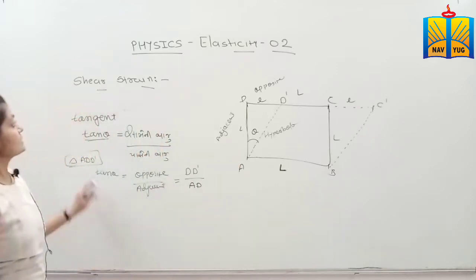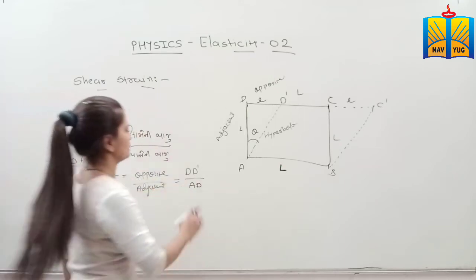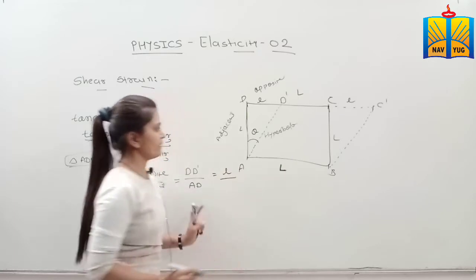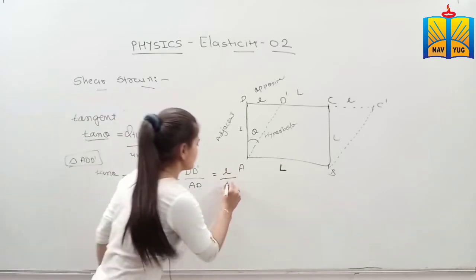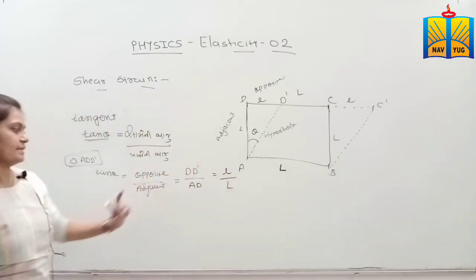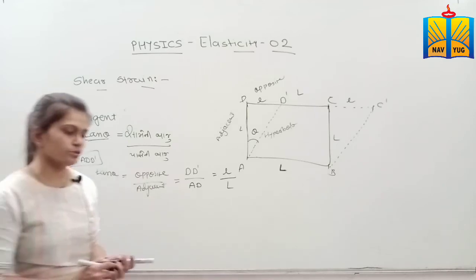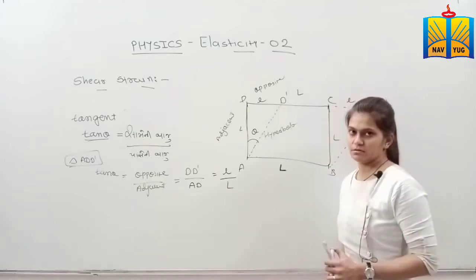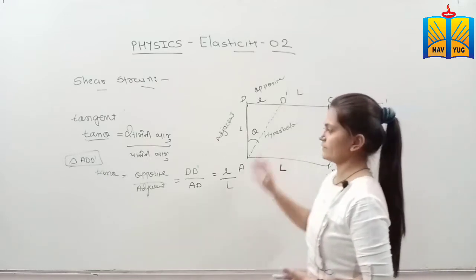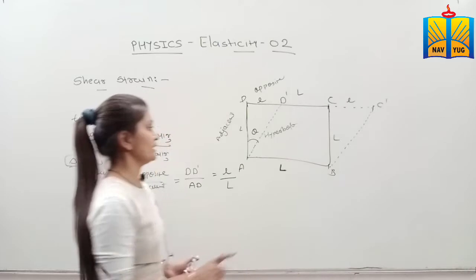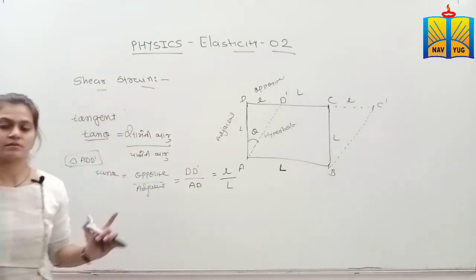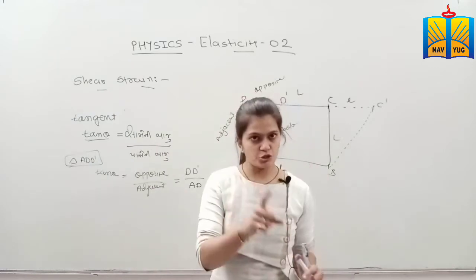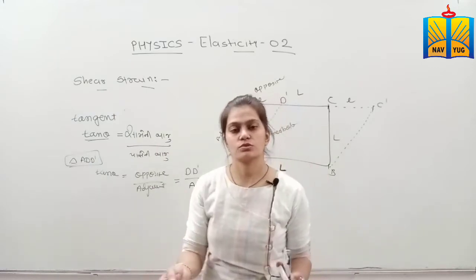Okay, this is the value of shear strain. Here the value of dd dash, that is small l, divided by AD, the value of AD, that is capital L. Here you can see that the equation is same as longitudinal strain, that is change in length divided by original length. But we could not say directly like longitudinal strain. That's why here we divided this into two parts, longitudinal strain and shear strain.